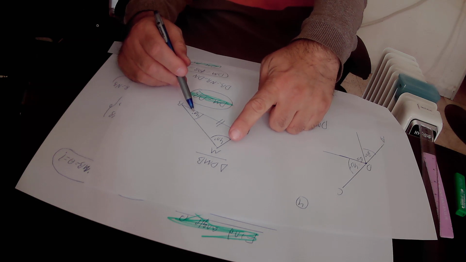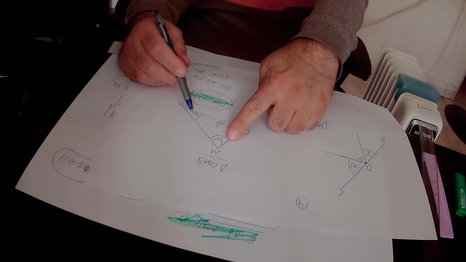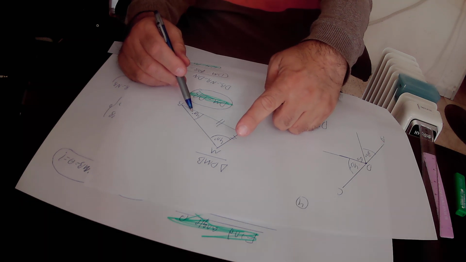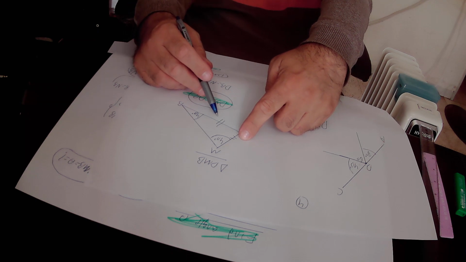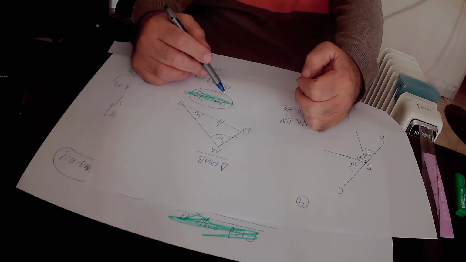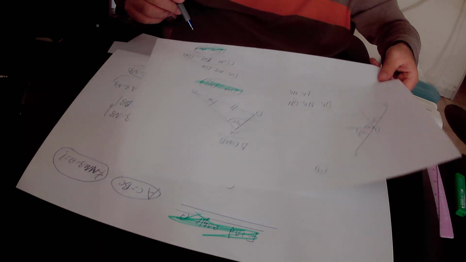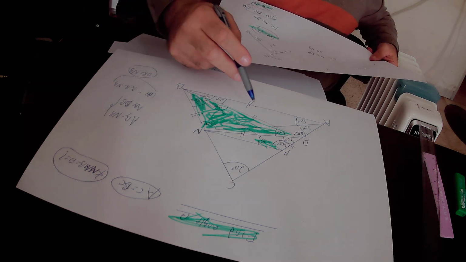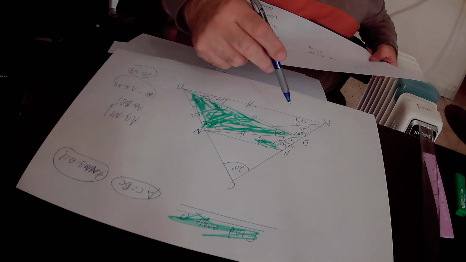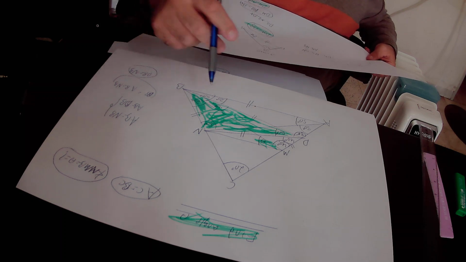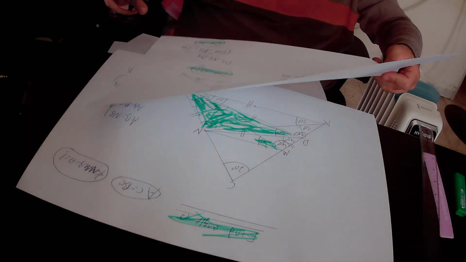Again, we have the rule that in front of equal angles in a triangle, there are equal sides. So those two sides that are located in front of equal angles must be equal to each other. That is to say, DM equals DB. Those two sides are equal to each other.